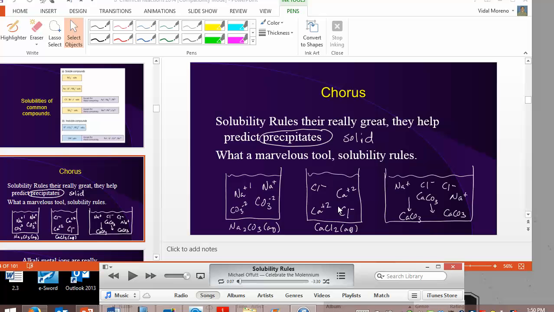Then what's going to happen is that the calcium from one beaker is going to meet up with the carbonate from another, and they're going to come together and form a solid. To us, it looks like these solids are raining down to the bottom of the beaker. And that's how they came up with the term precipitate. Precipitation. Raining, snowing. Okay, because it kind of looks like it's raining down. It's not. But it looks like it's raining down. So that's why they call it a precipitate.